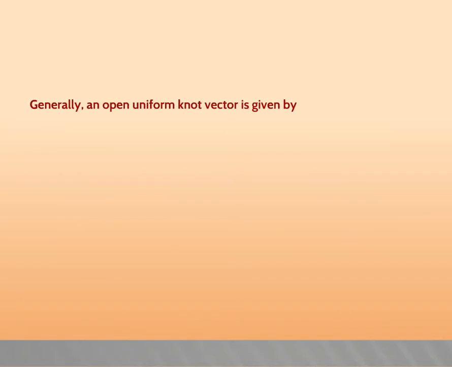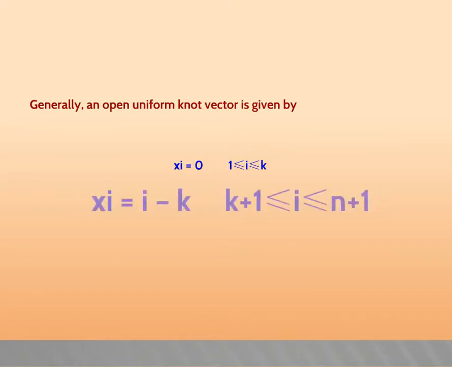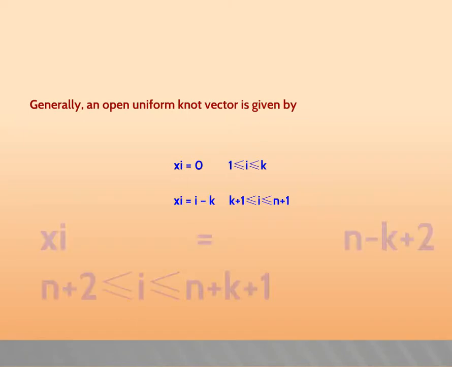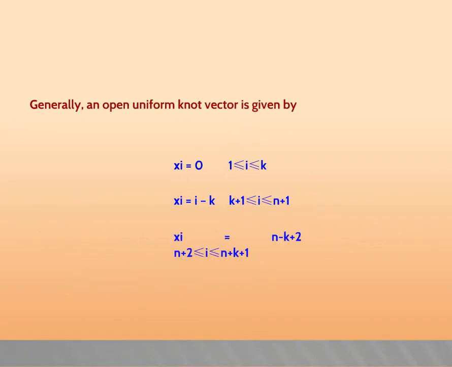Generally, an open uniform knot vector is given by xi equal to 0 for 1 less than or equal to i less than or equal to k; xi equal to i minus k for k plus 1 less than or equal to i less than or equal to n plus 1; and xi equal to n minus k plus 2 for n plus 2 less than or equal to i less than or equal to n plus k plus 1.